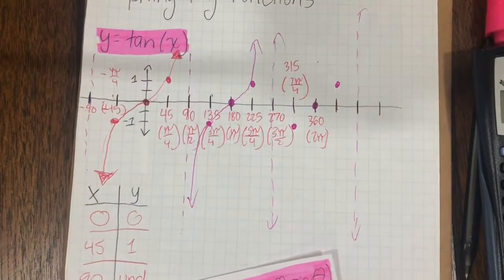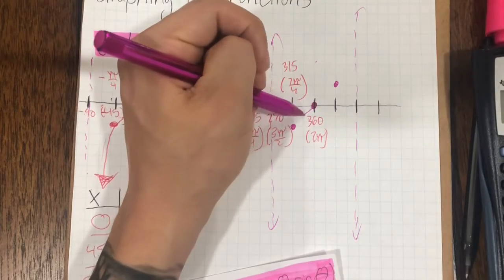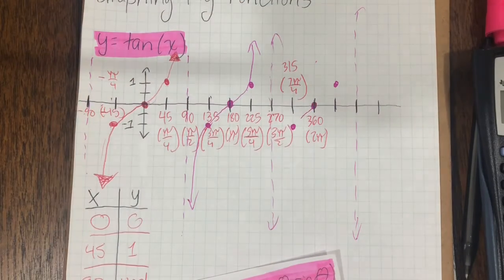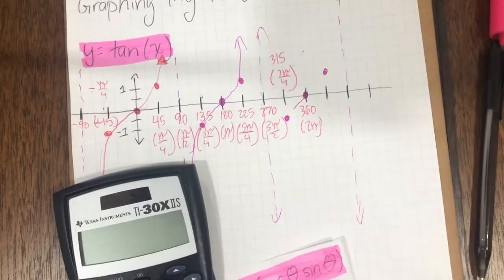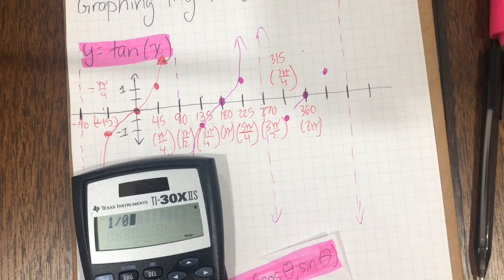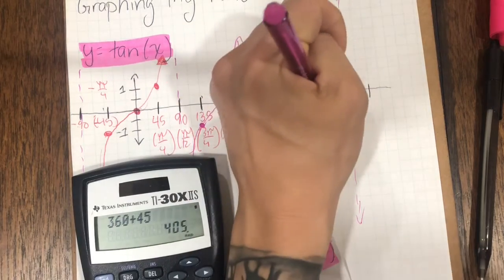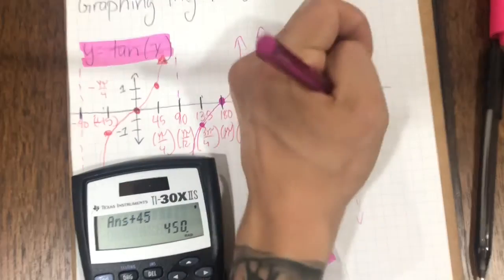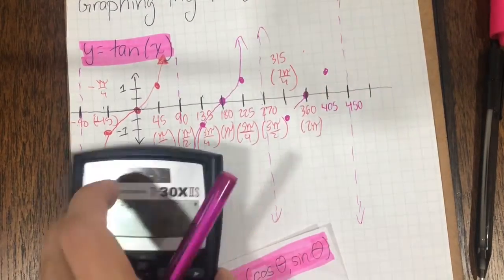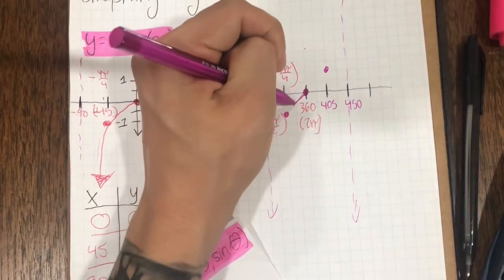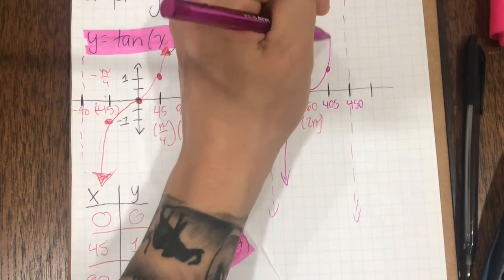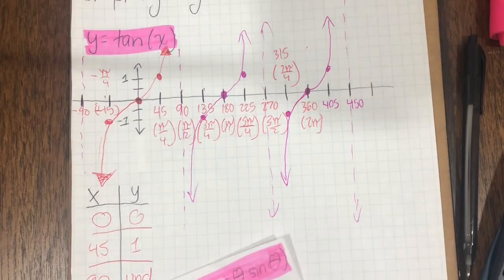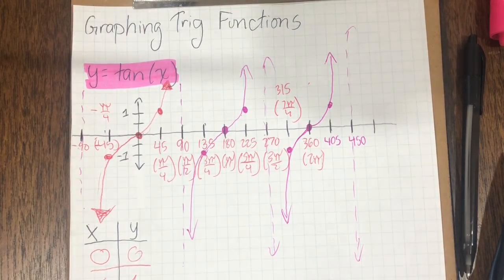And recalling, each step is 45 degrees. So I would just add 45 degrees to 360, and I get 405. Then adding 45 to 405, I get 450. All right, and then I connect the points. And we're good. So this is my graph for y equals tangent of x.